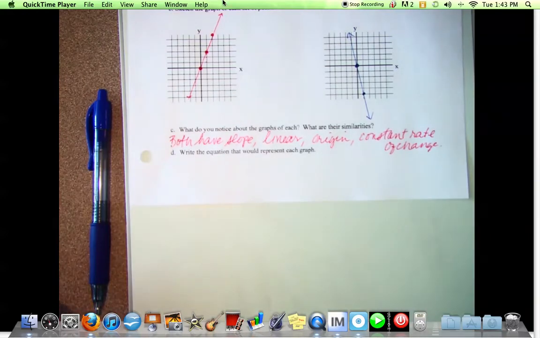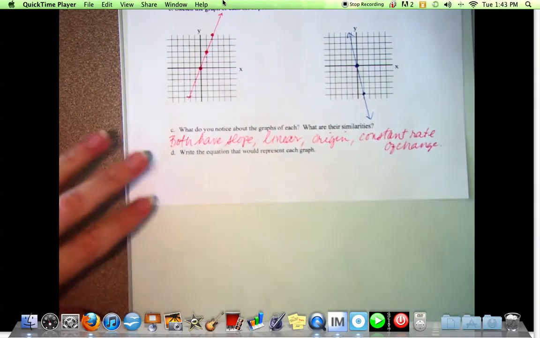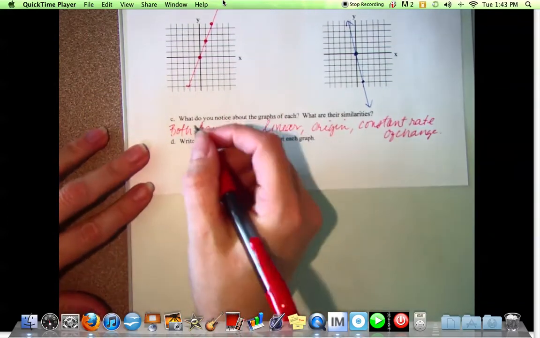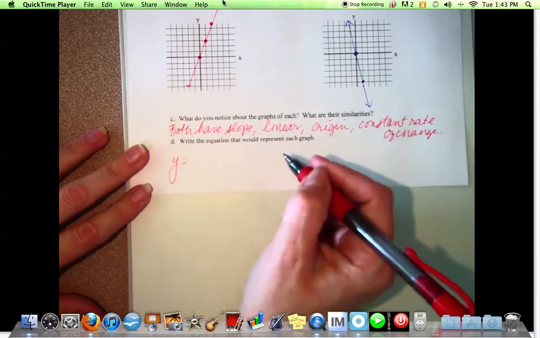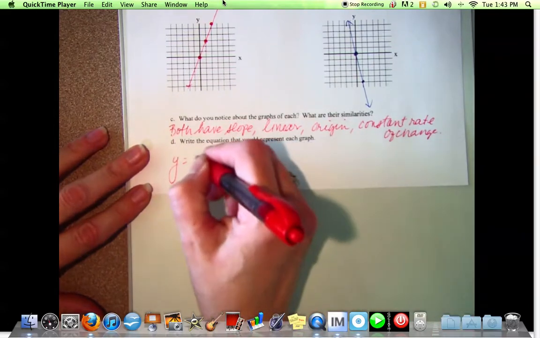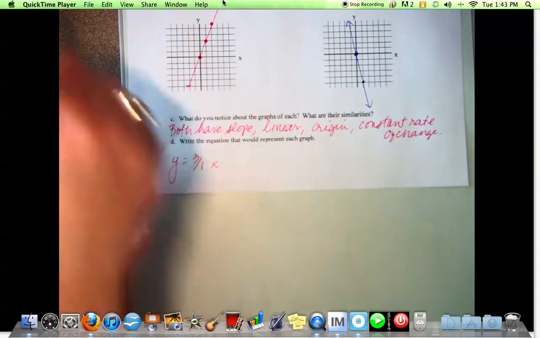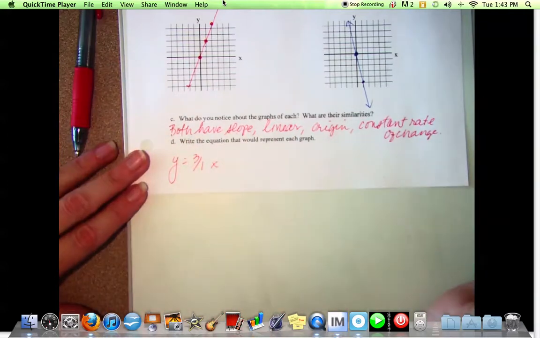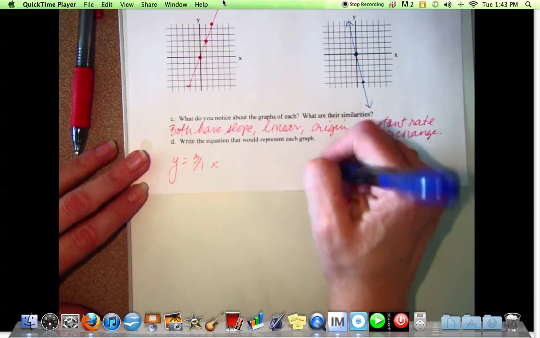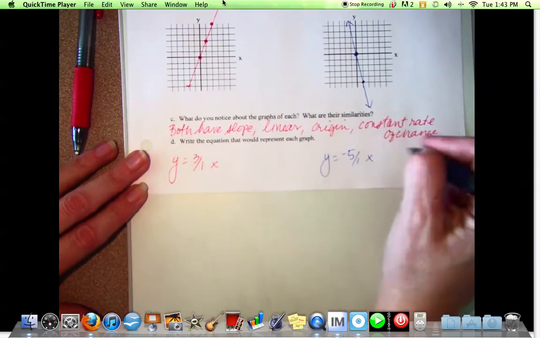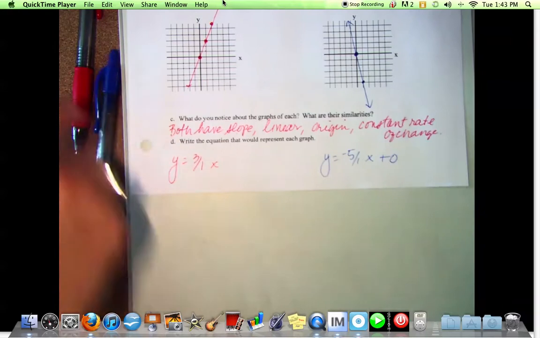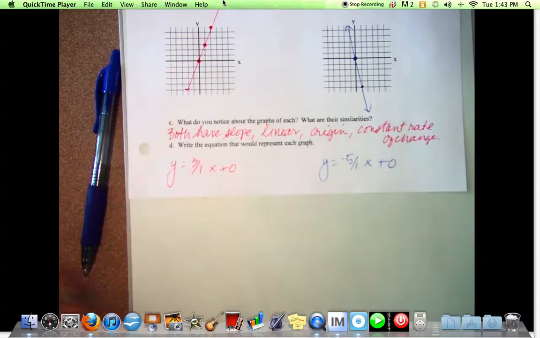All right, D asks us to write the equation that would represent each graph. Y equals 3 over 1x times plus 0, because it's plus 0. The next one, y equals negative 5 over 1 x plus 0. Do we have to include the 0? No. Nope.